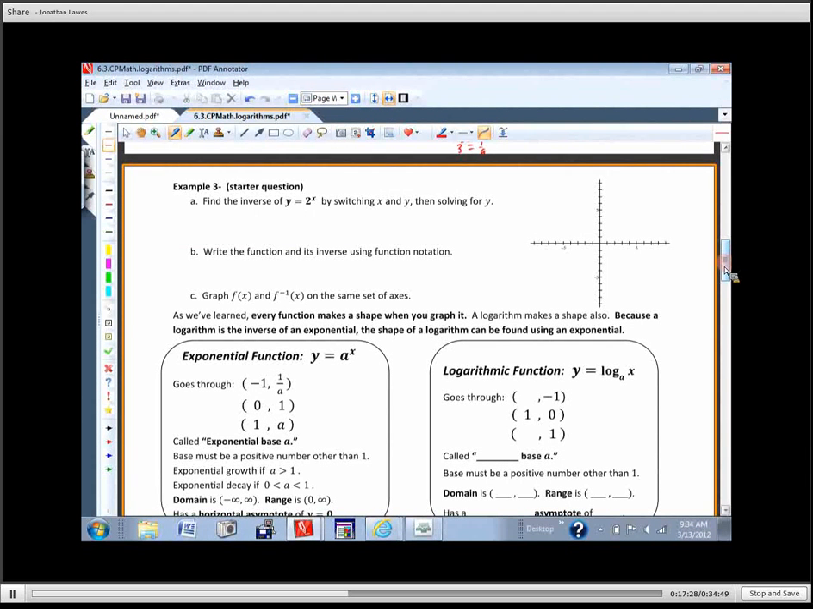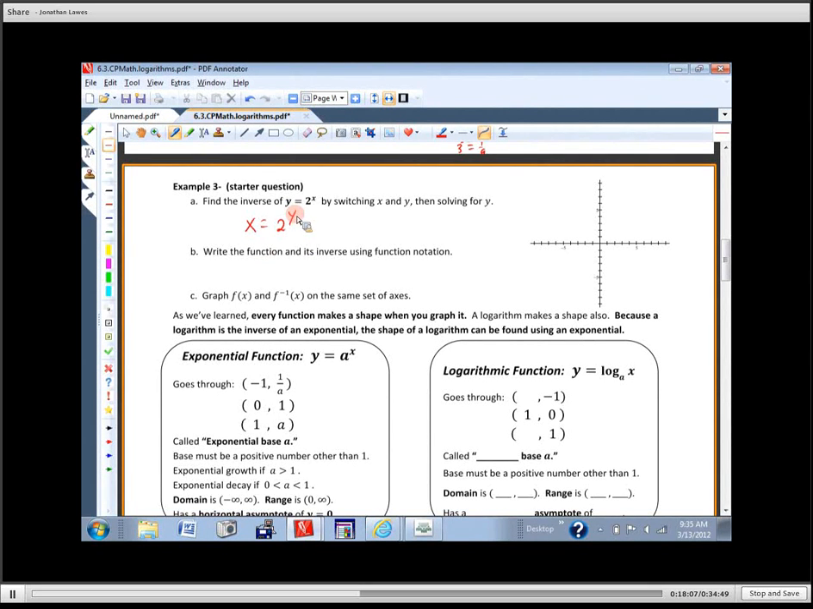So on example 3, it says, find the inverse of y equals 2 to the x by switching x and y and then solving for y. So we're going to switch the x and y, so we're going to write x equals 2 to the y. Y is up in the exponent. We need to get it down where we can work with it. Well, you can't really square it because that would square the x and give us x squared. And if you squared this side, that would give us x to the 2y, which actually makes things a little bit more complicated.